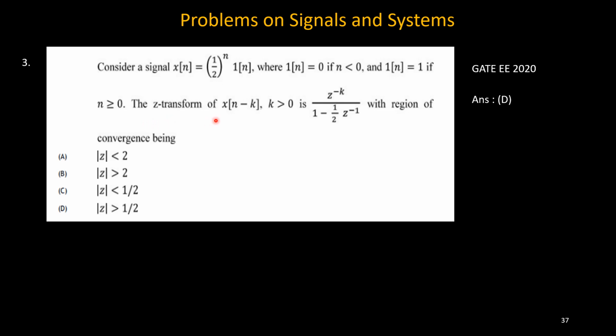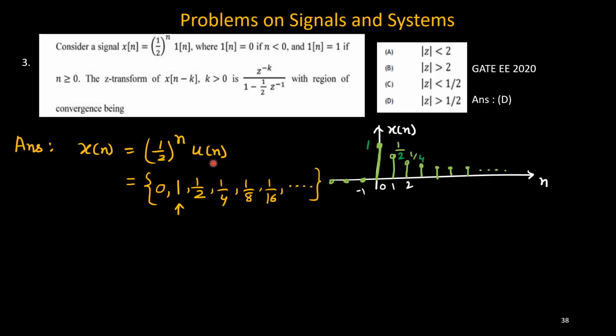Now the z transform of x of n minus k is already given as z to the power minus k over 1 minus half z to the power minus 1. This is your function, but we need to find out the region of convergence. So what is the region of convergence for this z transform? Whether mod z is less than 2 or mod z more than 2, mod z less than half, mod z more than half. We need to find out this condition. It's a very simple problem, so let us solve it.